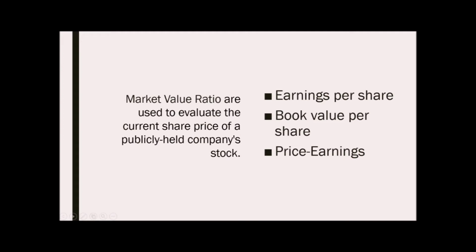Market value ratios are used to evaluate the current share price of a publicly held company's stock. These ratios are employed by current and potential investors to determine whether a company's shares are overpriced or underpriced. In addition, these give management an idea of what the firm's investors think of the firm's performance and future prospects. Some common ratios include earnings per share, book value per share, and price earnings.